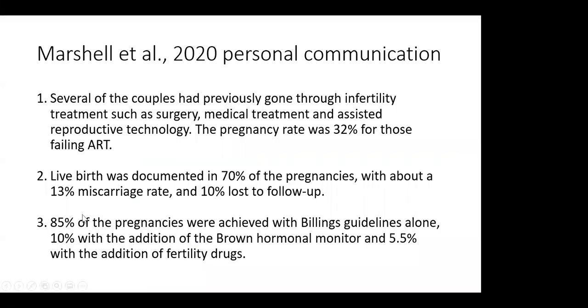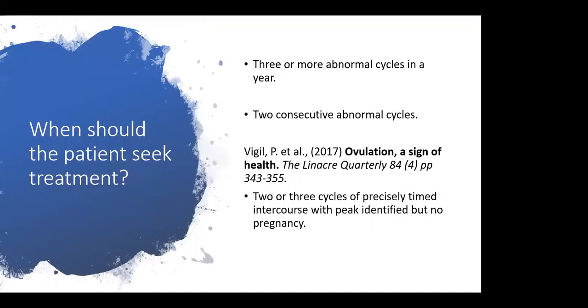And then finally, I think this is very important data: 85% of the pregnancies were achieved with the Billings guidelines alone. So just using NFP, a well-defined NFP method, most of these pregnancies were achieved. About 10% of them needed some additional hormonal monitoring, and they used the Brown hormonal monitor for these. And then about 5.5% of them also needed fertility drugs. So the majority of couples will get pregnant using the Billings rules for achieving pregnancy alone.